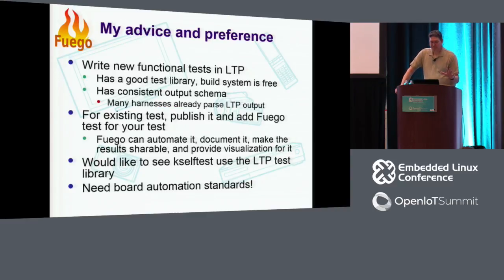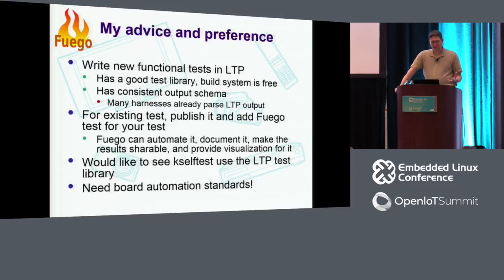So my advice, hopefully there have been some useful tips in here. Sorry I've gone by this stuff so fast. But if you have questions, you can ask me afterwards. If you're writing new functional tests, please do it in LTP. They have a good test library. The build system gets you cross-compilation for free. They have a consistent output schema. And there are many, many harnesses that already know how to run LTP and visualize the results, including Fuego.